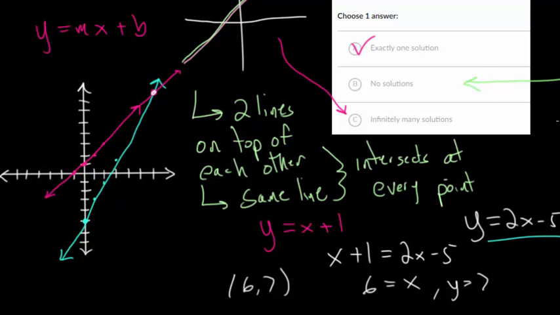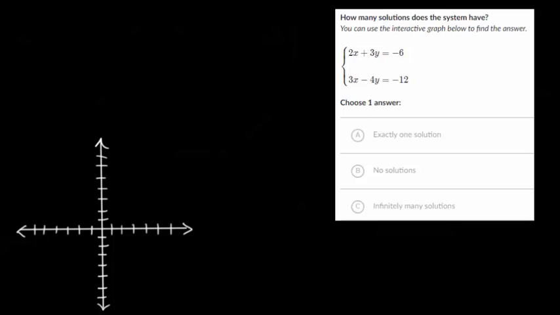So with that in mind, let's do some more examples. With this problem, we want to start, like the one before, by graphing these two lines. So let's start with the top one, 2x plus 3y is negative 6. And since we're in standard form, probably the quickest way to graph this is to find the intercepts.